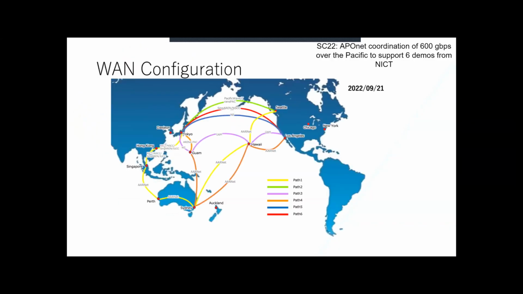We actually had 600 gigabits per second to support 6 different demonstrations from NICT. And these are the 6 paths we used. It's pretty much all of APONET, but there was enough room with this great collaboration to also have production traffic not be affected during these nearly 600 gigabits of demos flowing across APONET. And I think that was pretty incredible work by everyone in APONET.